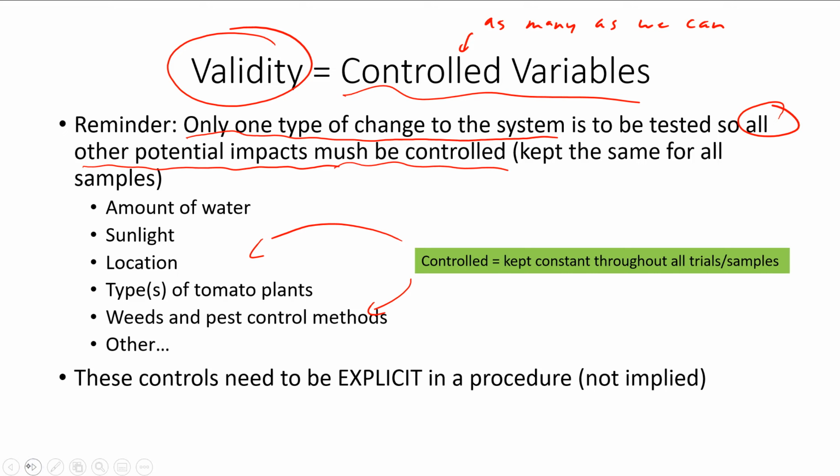All right. Now, if you are writing a procedure, right, the controls, so if you're writing a lab report, for example, in your class, or if you're designing an investigation on the AP test, these controls need to be explicit in your procedure, right? So if I was writing up a procedure for my tomato plant experiment, I would say all samples will receive the same amount of water. All samples will be exposed to the same amount of sunlight. All samples will be weeded once per week, etc. I'm going to make those explicit in my procedure. Don't just imply them. Okay?